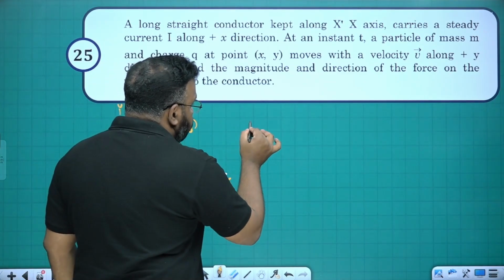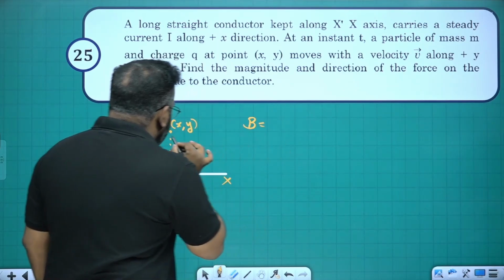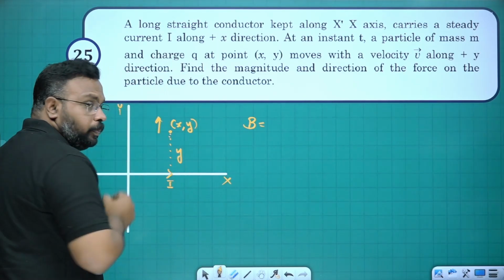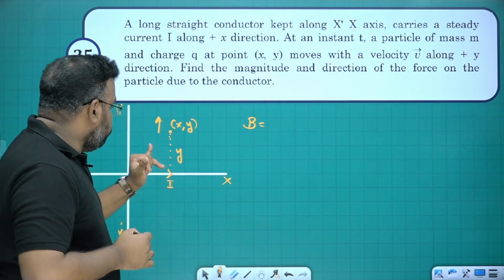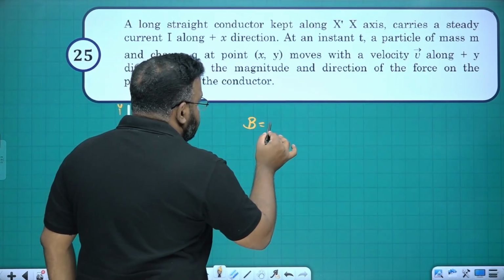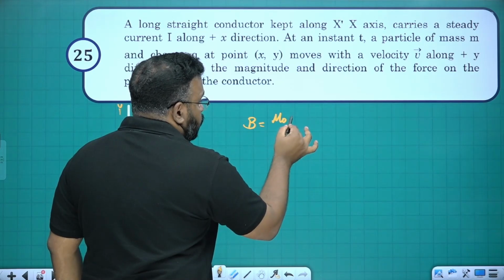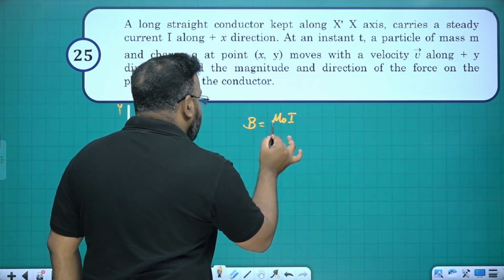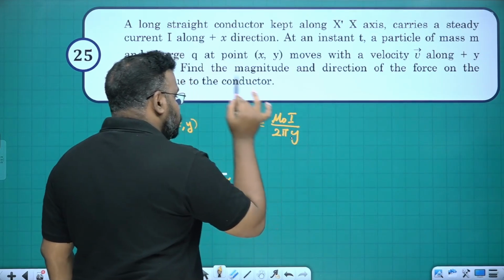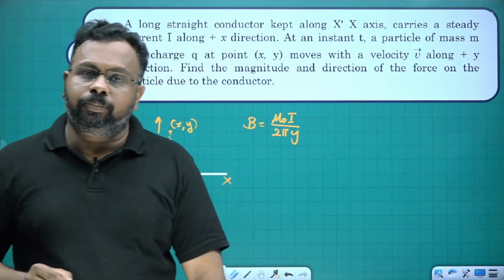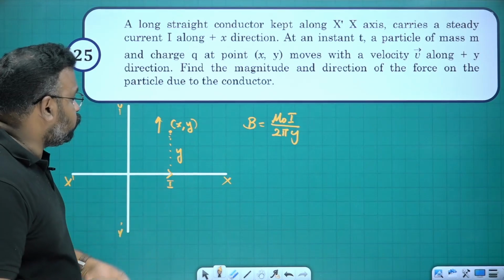B is equal to, what is B? B at this point only we need to find, no? B at that point means it's at y distance. So we know the formula for magnetic field due to a straight conductor. It is mu naught I by 2 pi r, but here r is what? Y. So look at this. This is B.